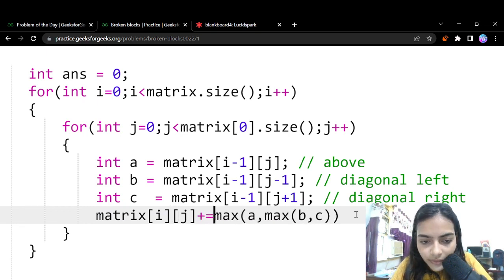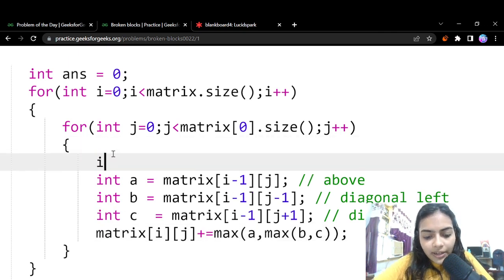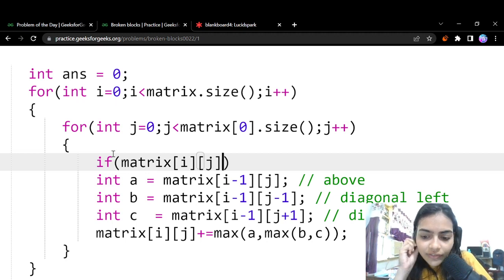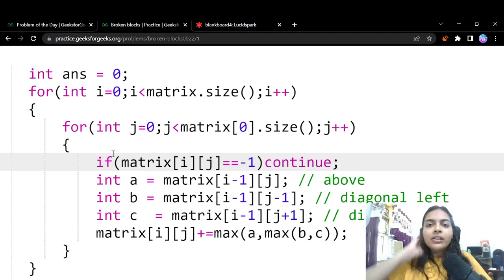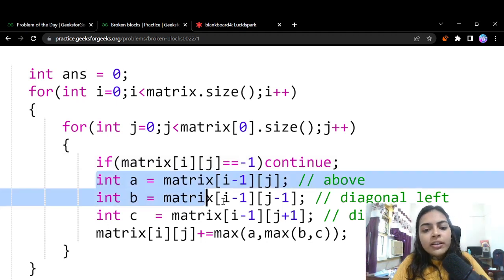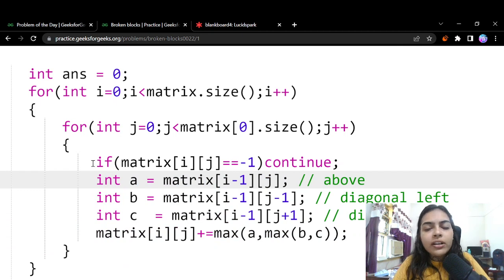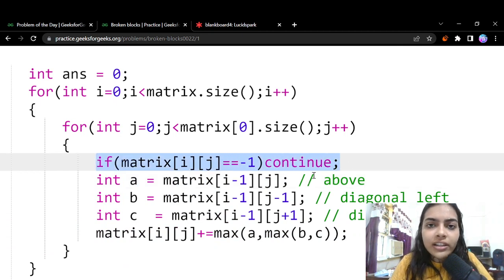Now there are some cases which we need to consider. For example, if matrix of i, j is itself minus 1, then in this case you have to continue, because this is a dead cell. If it's a dead cell, you cannot add anything to it, as it will disturb our answer. If it is a dead cell, you cannot step on it, so you just continue.